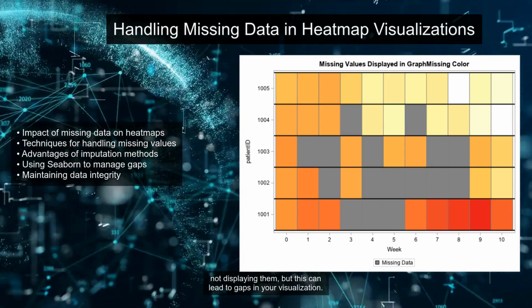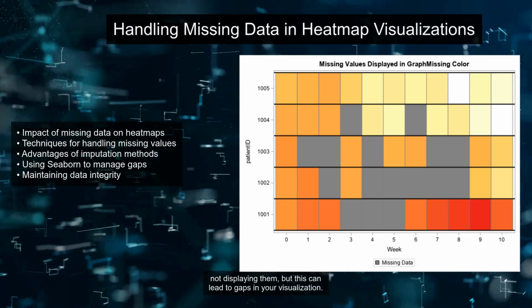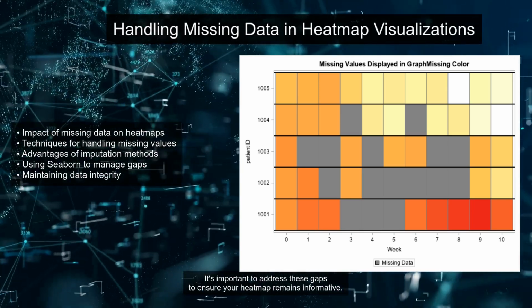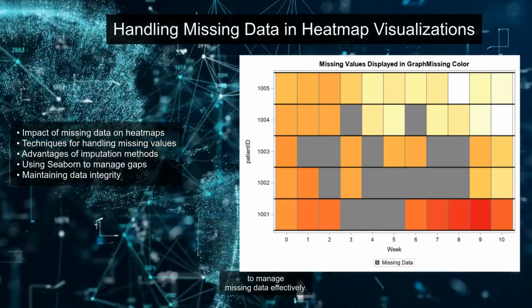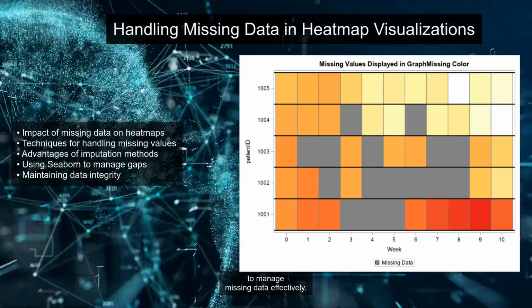Seaborn handles missing data by default by not displaying them, but this can lead to gaps in your visualization. It's important to address these gaps to ensure your heat map remains informative. In this section, we'll explore how to use Seaborn and other methods to manage missing data effectively.